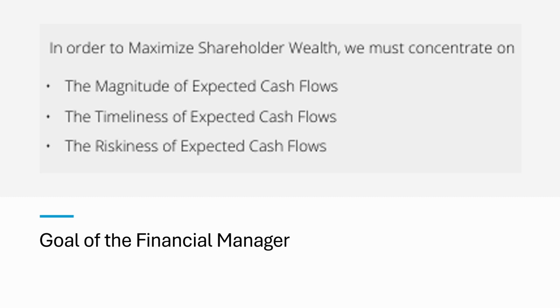The goal of the financial manager is to maximize shareholder wealth, sometimes referred to as maximizing firm value, since increasing the firm value increases shareholder wealth. 3 factors impact firm value listed below. Note that we use cash flows, not earnings or net income. There are many similarities between earnings and cash flows, but they're not the same. We'll always focus on cash flows instead of earnings.